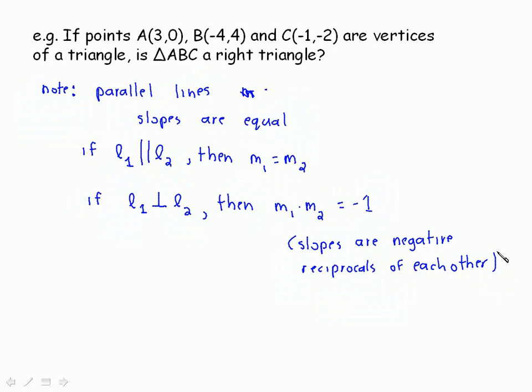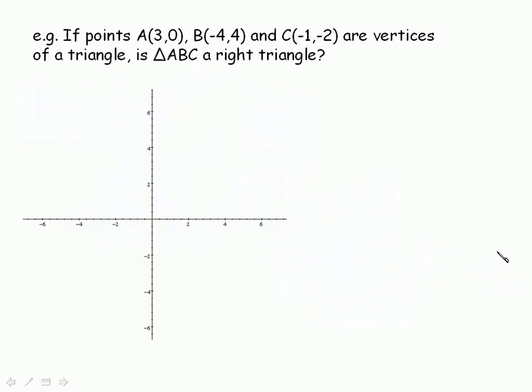So if we were to do this question, in order to identify whether this is a right triangle, we want to compare the slopes. So here's a diagram. Now again, you can pretty much tell by inspection. 3, 0. So it kind of takes the fun out of it. Negative 4, 4 is right there. And then negative 1, negative 2 is right there. So what I would suggest that we do by inspection, we just compare the slopes at this point right there, which is point C.